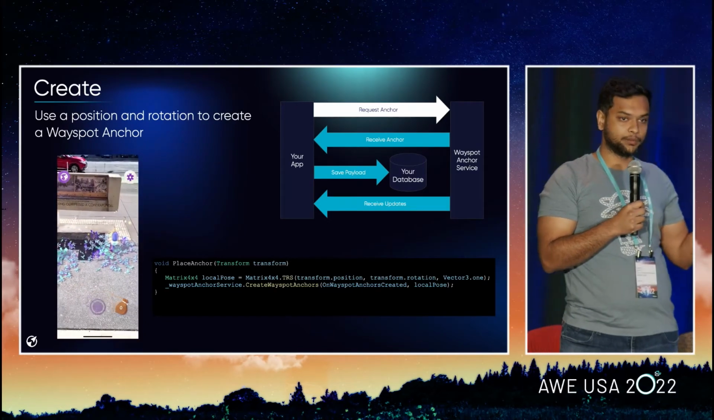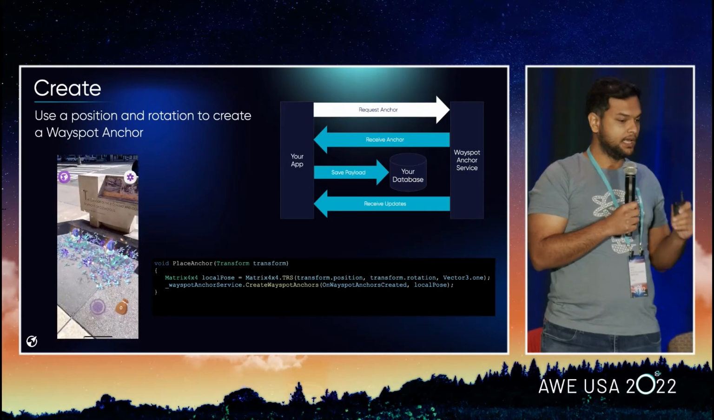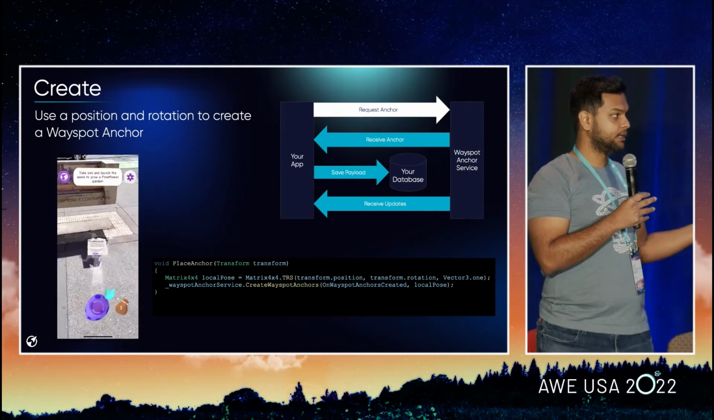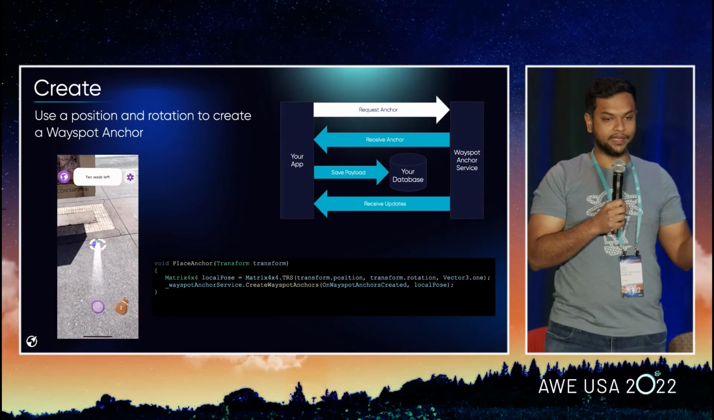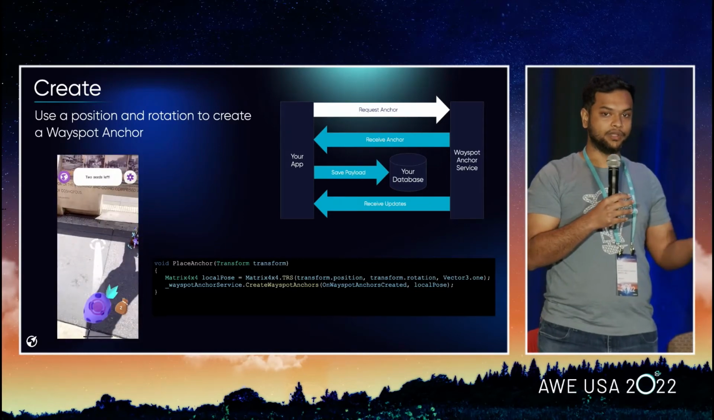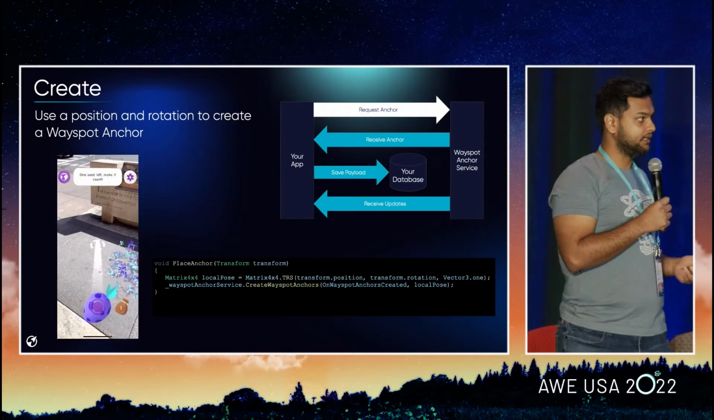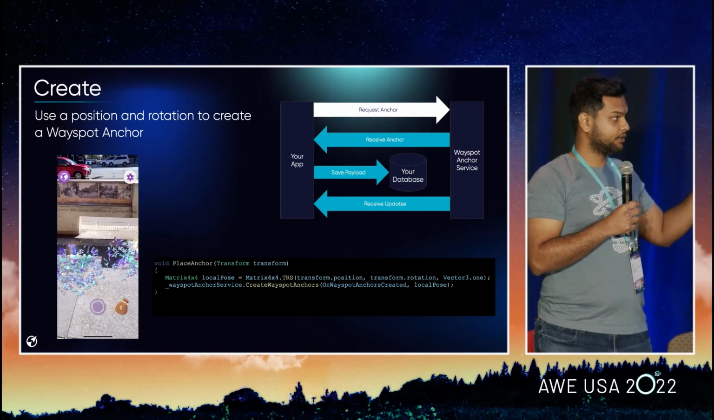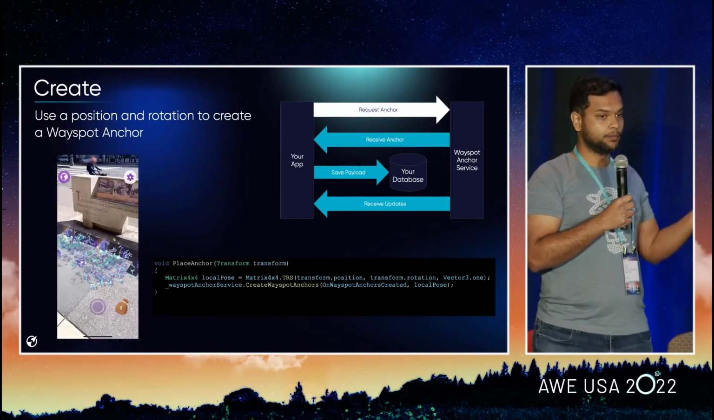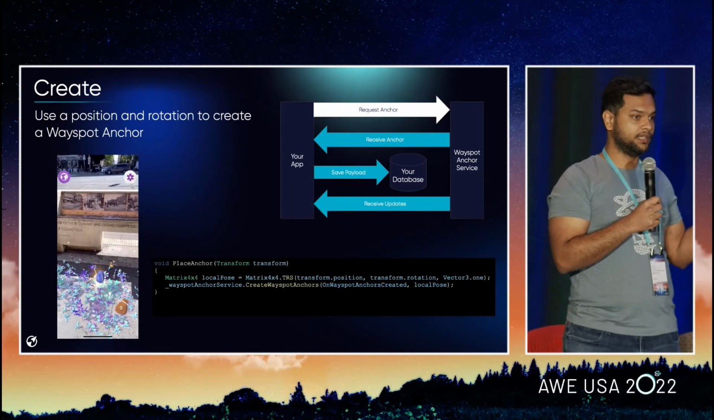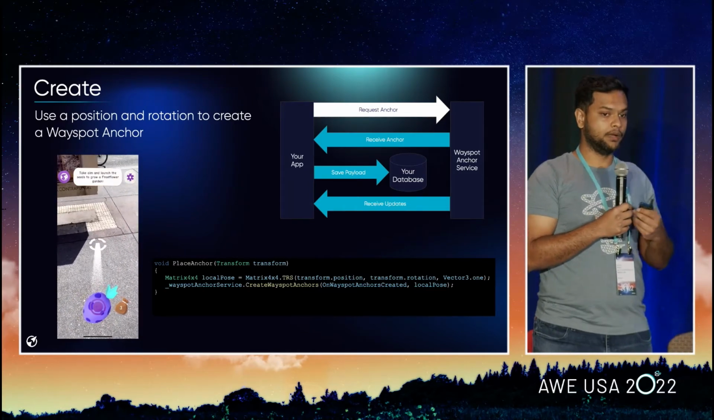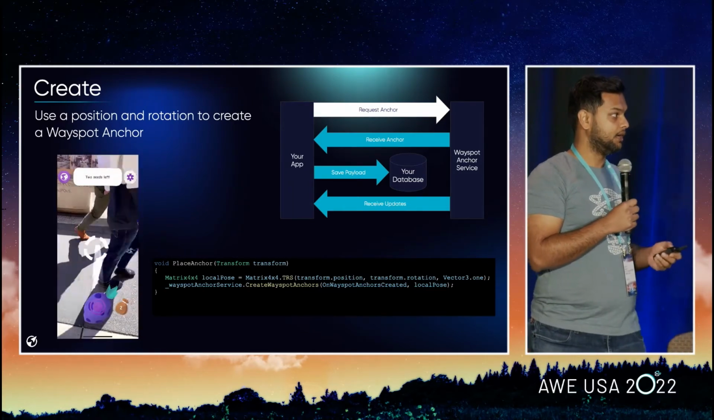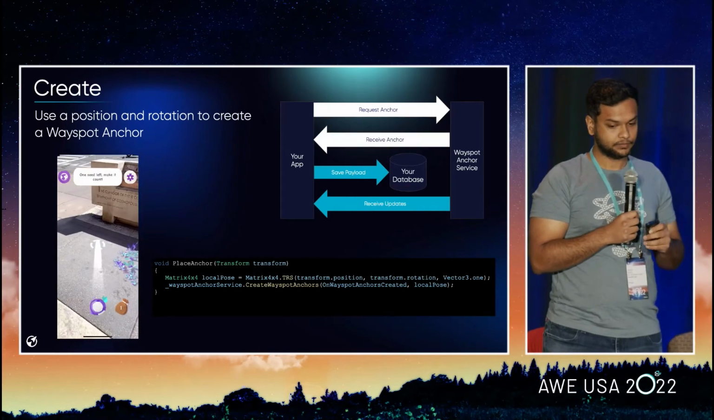And then using the Wayspot Anchor service that we created previously, it's a very simple call to create a Wayspot Anchor. You provide it a callback, which returns to you the anchor that was created, and you provide the local pose. We're not going to go over the async API here, but ARDK also supports the async flow, if you choose.